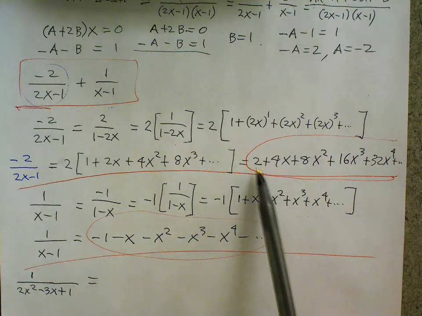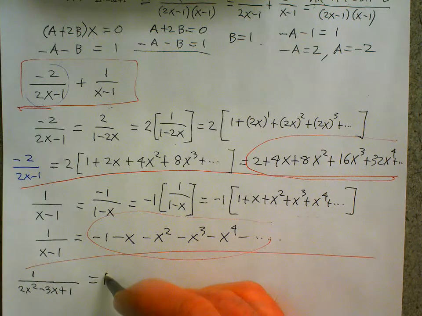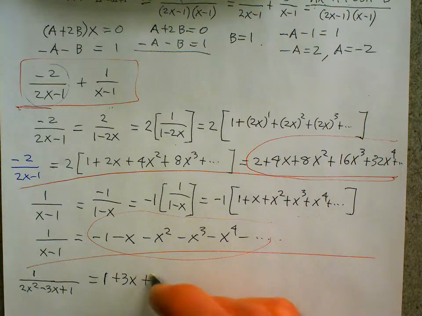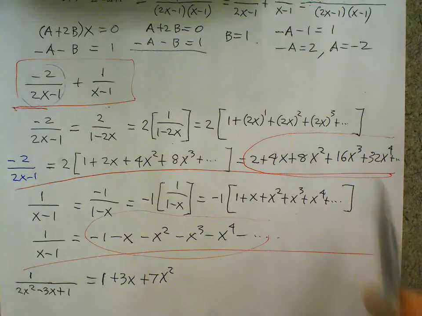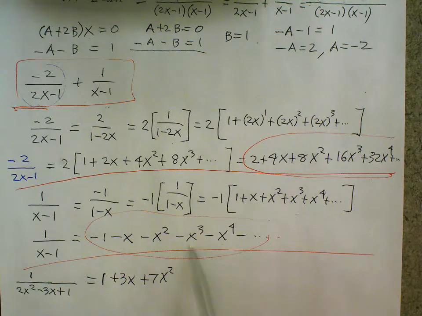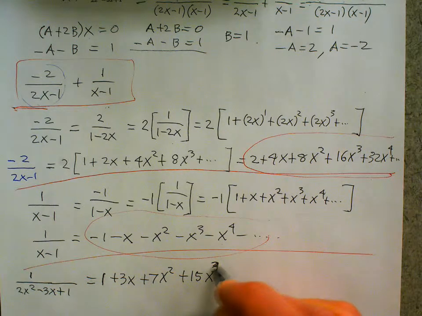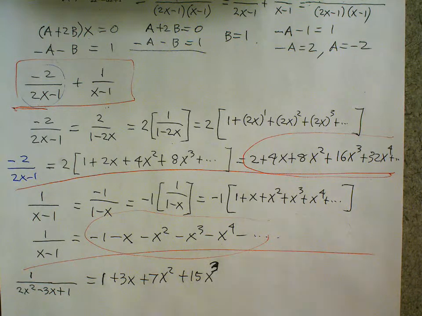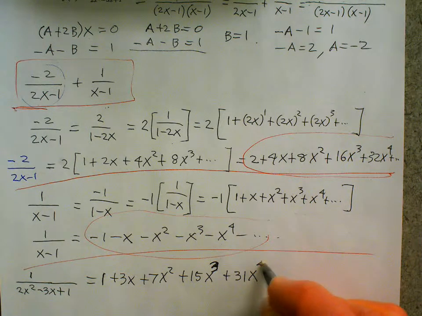Okay, so when we add them, 2 plus -1 is 1. 4x minus x is plus 3x. 8x squared minus x squared is plus 7x squared. 16x to the third plus -x to the third is plus 15x to the third. Then the next one, 32x to the fourth plus -x to the fourth is plus 31x to the fourth, and so on.